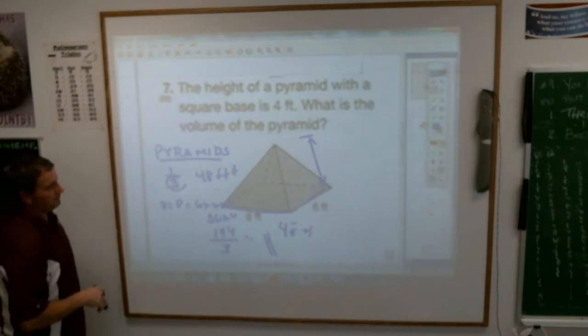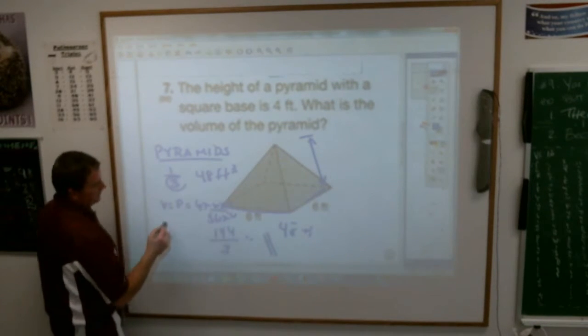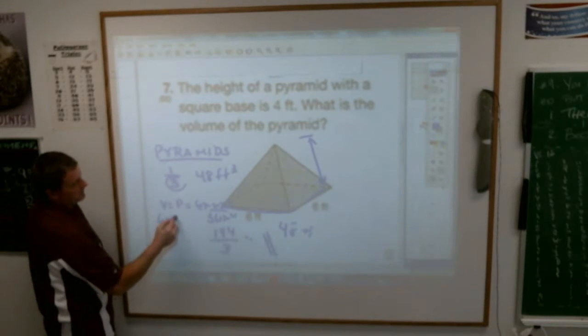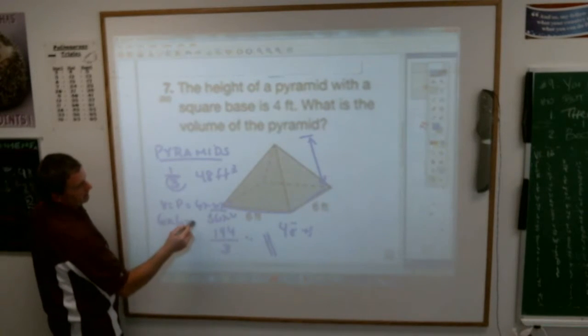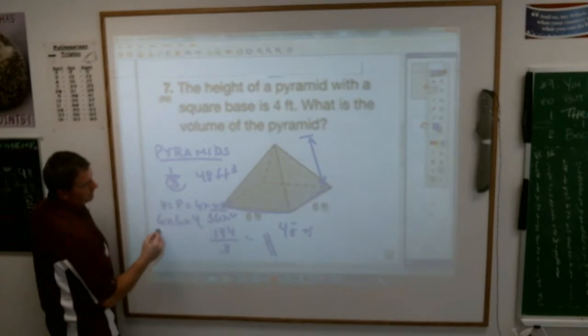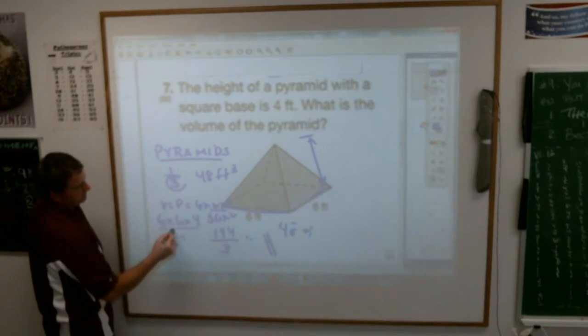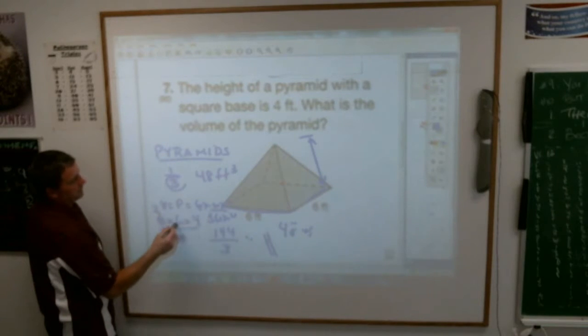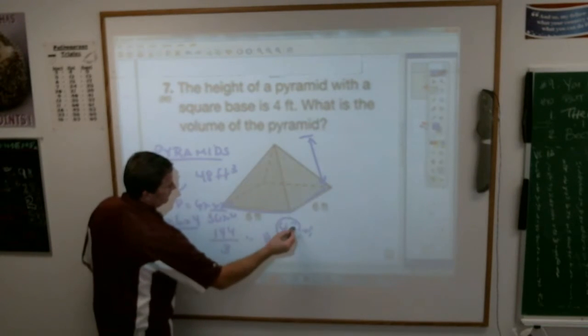You probably could have saved yourself some time if you would have written this down. 6 times 6 times, what did I say? 4. All divided by 3. You can just divide 3 into 6 and get 2. 2 times 4 times 6 is 48.